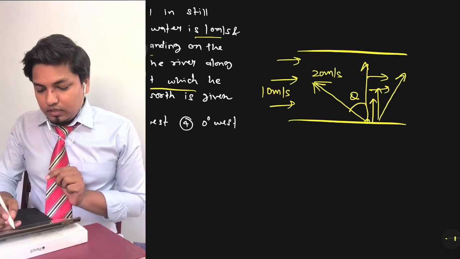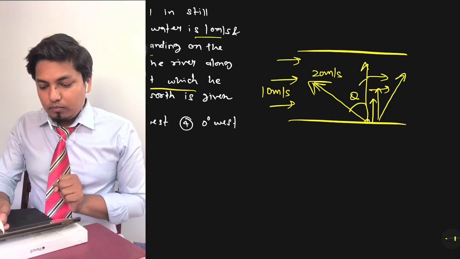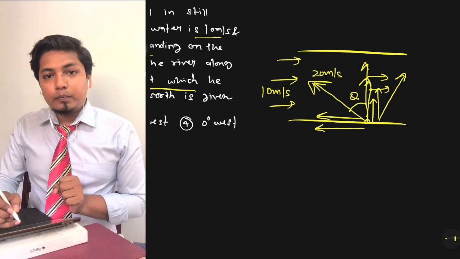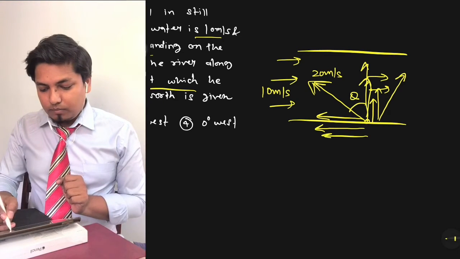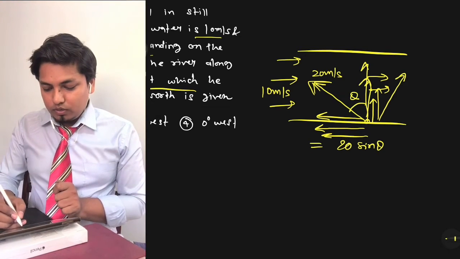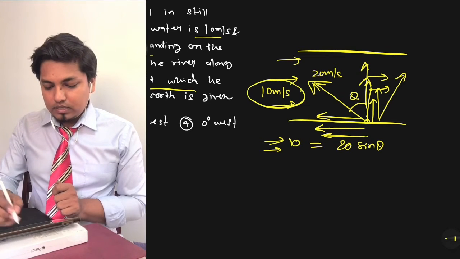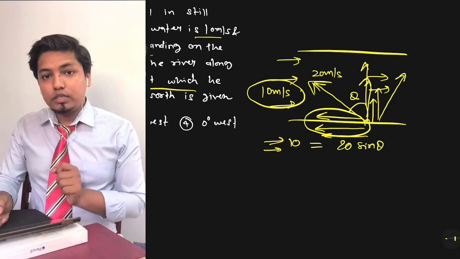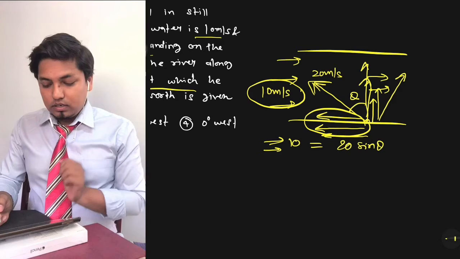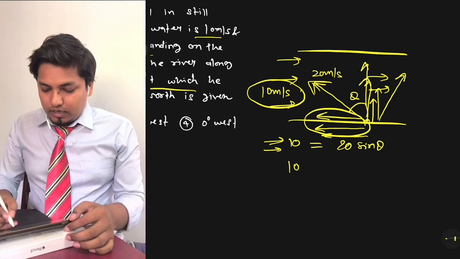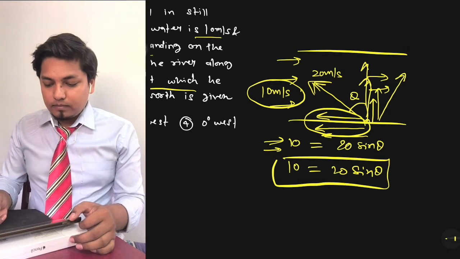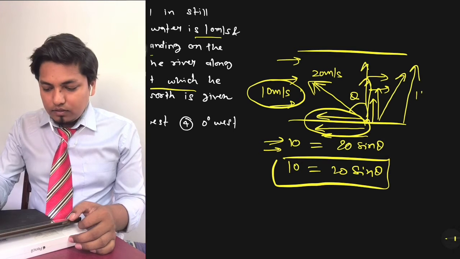So this 20 meter per second will have two components. One component will be in this direction and one component will be in this direction. This component, which is towards the upstream, will be 20 sine theta, and if this component is exactly equal to the speed of the river, which is 10, meaning this and this are equal and opposite to each other, then only will the river not take the man downstream, right? So 10 has to be equal to 20 sine theta. I hope it's being clear. And the man will go in this direction with 20 cos theta.